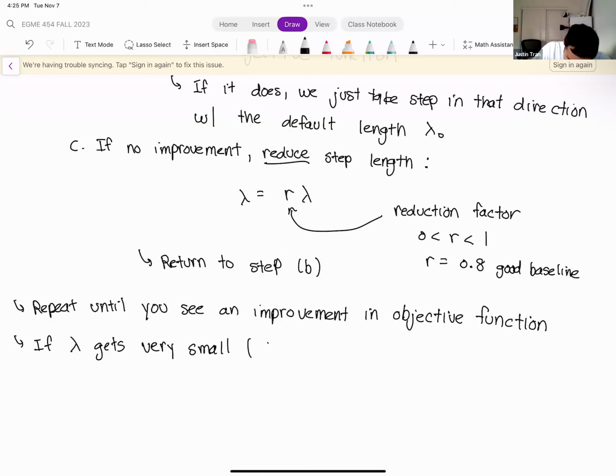And so if lambda is less than some parameter epsilon, where epsilon is some small value, so for instance, we may set it to be 0.0001, then at this point, what we basically found out is that no matter how small our step is, we can't find an improvement to the objective function. And so at this point, we say that our solution is converged.